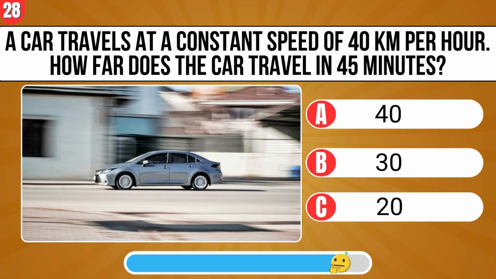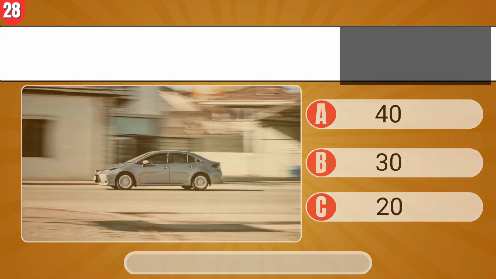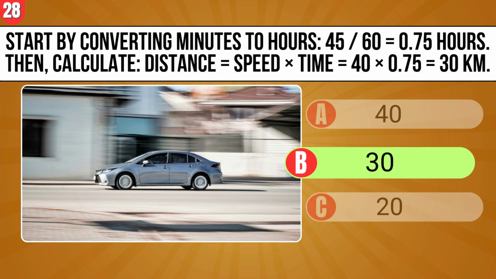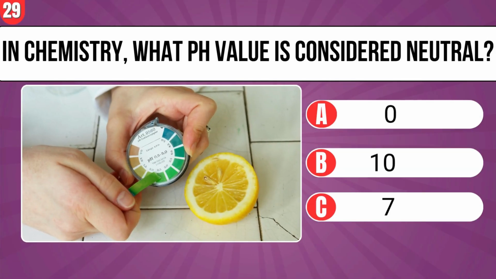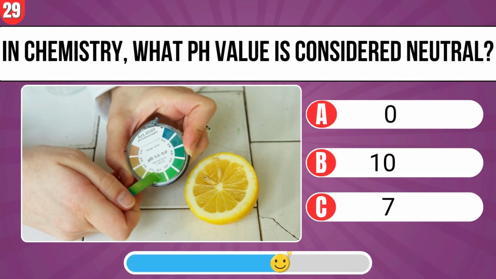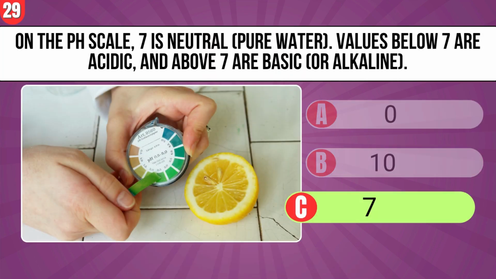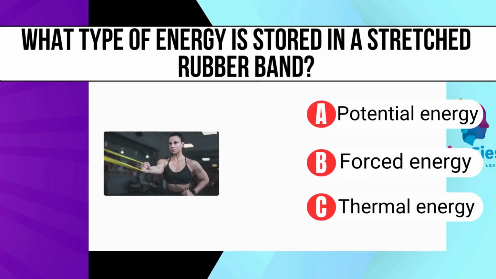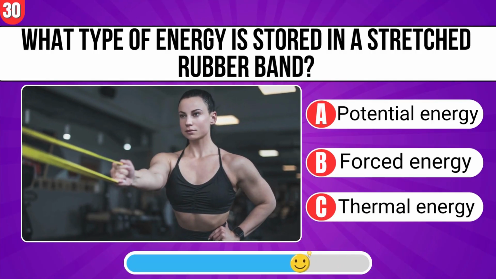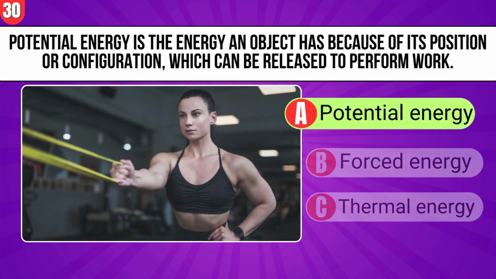A car travels at a constant speed of 40 kilometers per hour. How far does the car travel in 45 minutes? The car travels 30 kilometers in 45 minutes. In chemistry, what pH value is considered neutral? pH value 7 is considered neutral. What type of energy is stored in a stretched rubber band? It's potential energy.